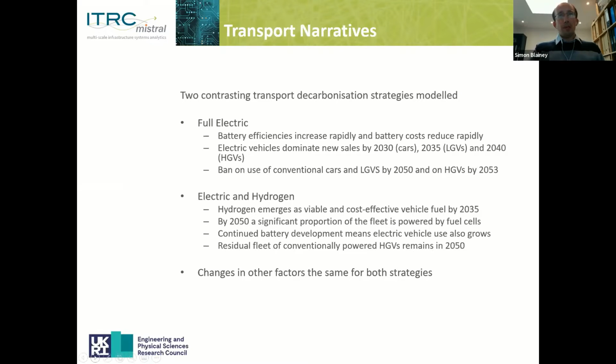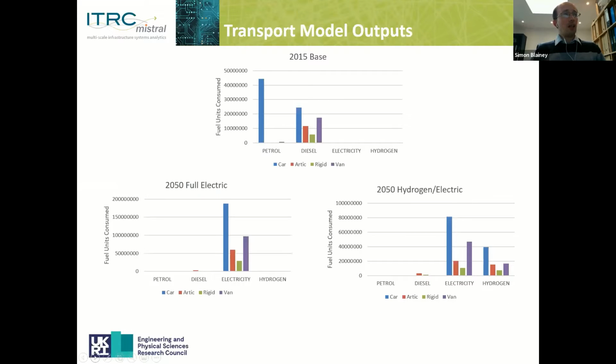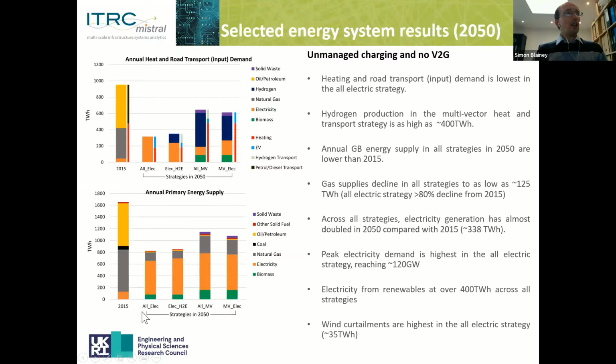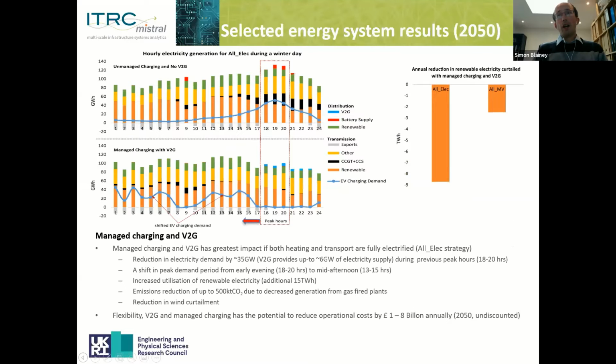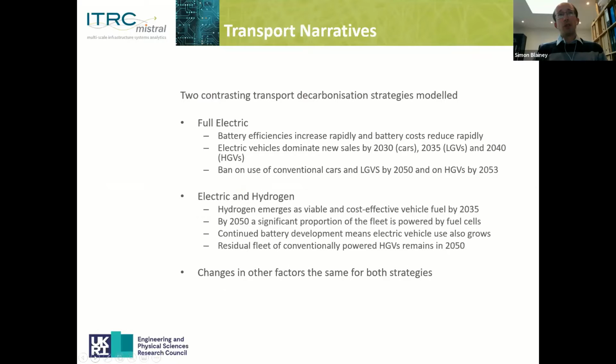So for this piece of work, we have assumed that transport will be decarbonised, which isn't necessarily automatically the case. So the two strategies we are looking at here look at different possible energy mixes for the road vehicle fleet, which will lead us to a decarbonised future. So the first of these we've called full electric. As the name suggests, that involves the complete electrification of the vehicle fleet, with a ban on the use of conventionally fueled vehicles around the middle of the century.